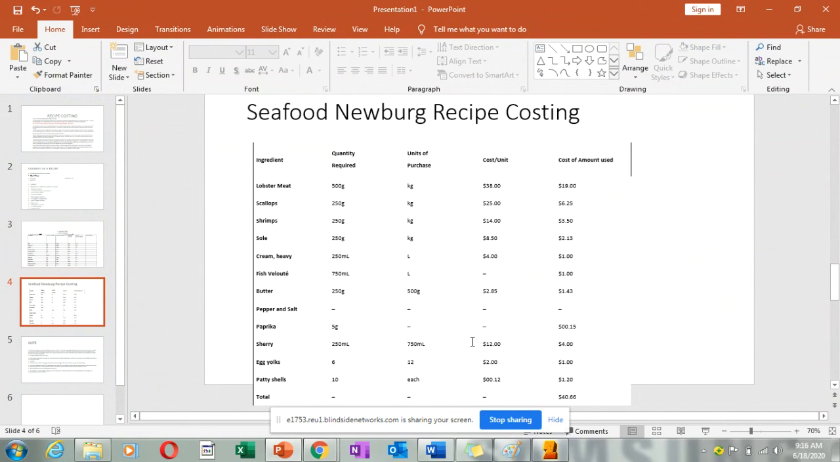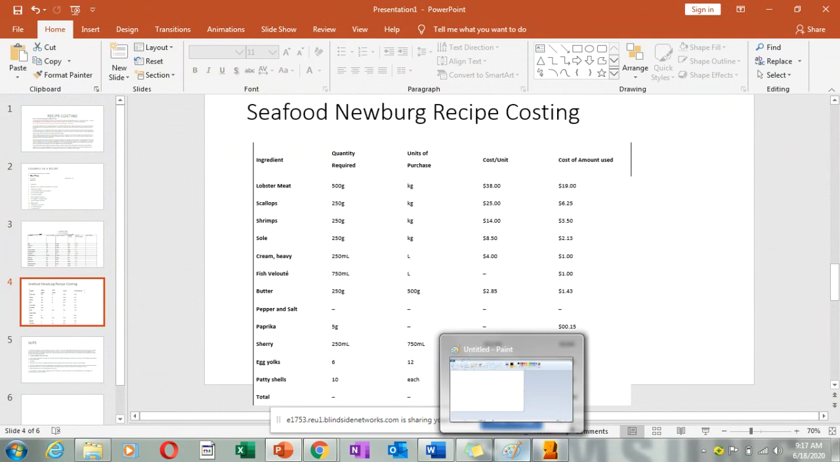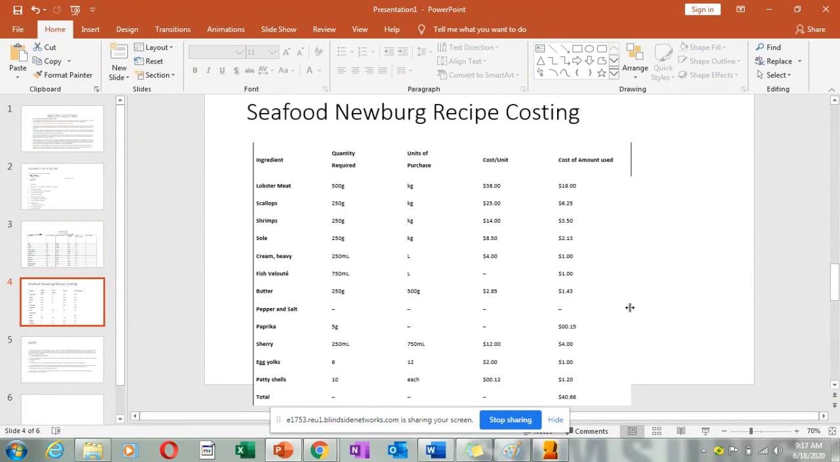So for you, you'll be drawing the table. It will be blank. You add in the ingredients, you add in the unit of purchase, then the quantity required, the cost per unit from the price list. I'll be giving you a price list, I told you. And then you use that to calculate the cost of amount used. Do you get me? Are we together?